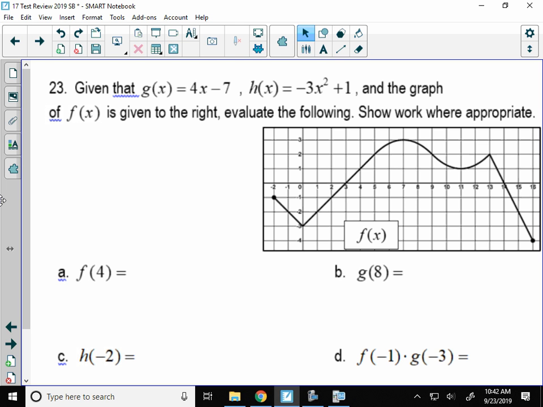First, I just want to find what is f of 4. So f is the graph here. F of 4, that 4 is in the parentheses, so it's an x value. So I go to where the x is 4 on the graph, go up, the output is 1.